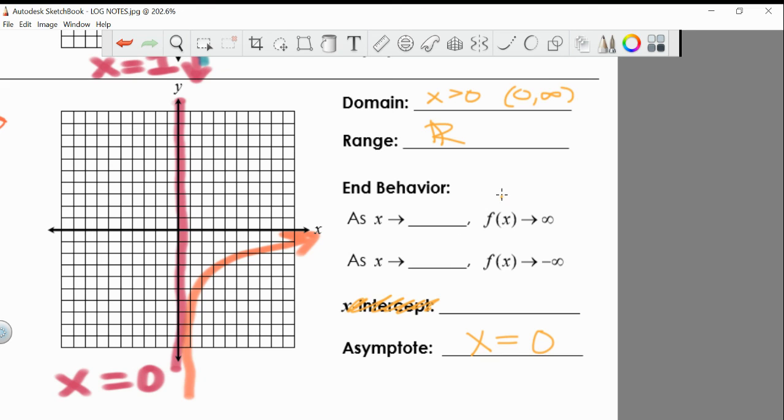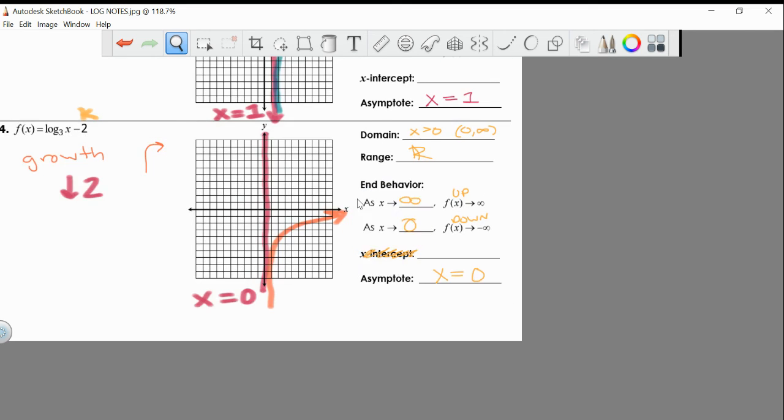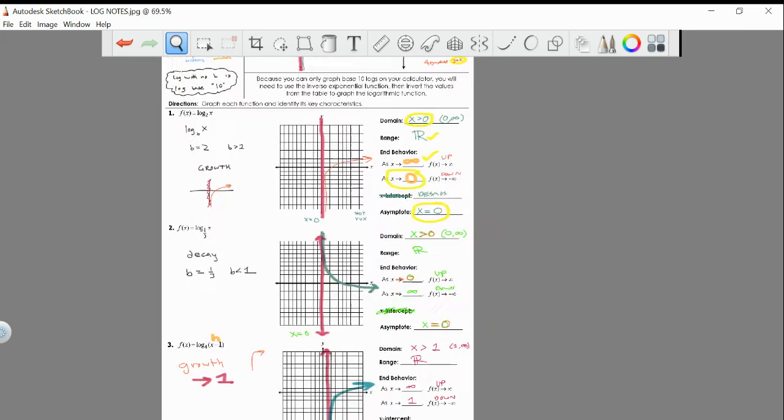Our end behavior, this means up, this means down. When are we going up? It would have to be here at infinity. When are we going down? It would have to be there at 0. There it is. So that is exponentials and logs.